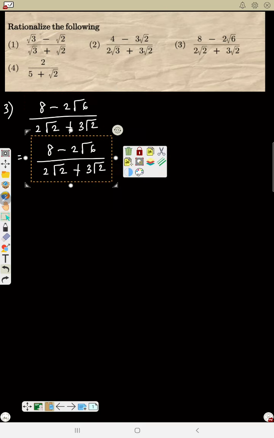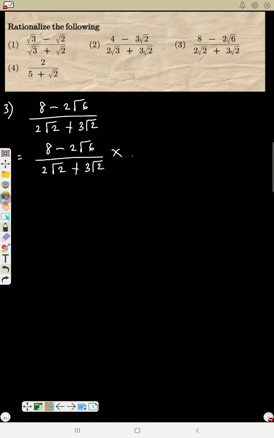8 minus 2 root 6 divided by 2 root 2 plus 3 root 2. The same way, multiply both numerator and denominator by the conjugate of the denominator. Now change this sign to minus. So this will be 2 root 2 minus 3 root 2 divided by 2 root 2 minus 3 root 2.